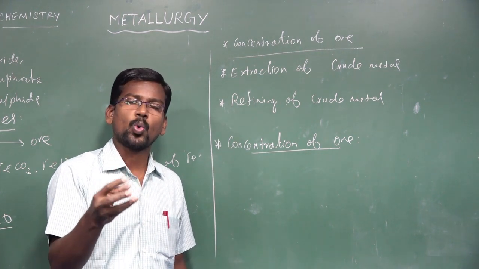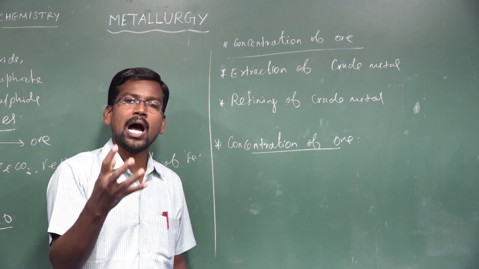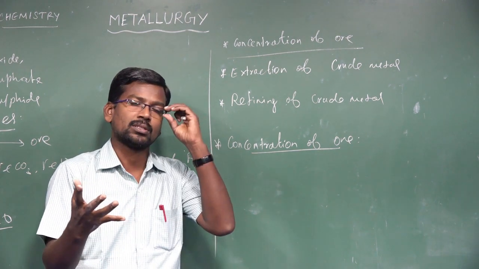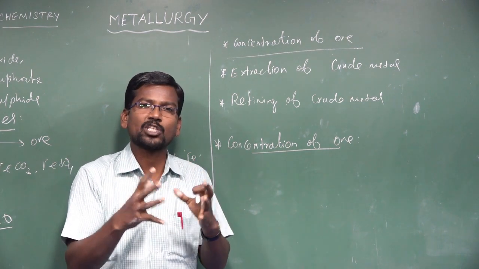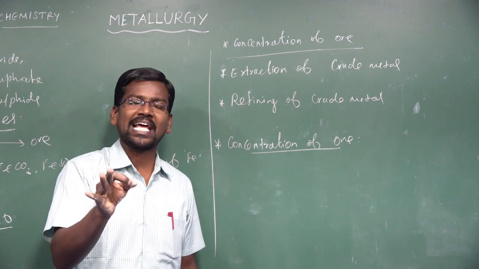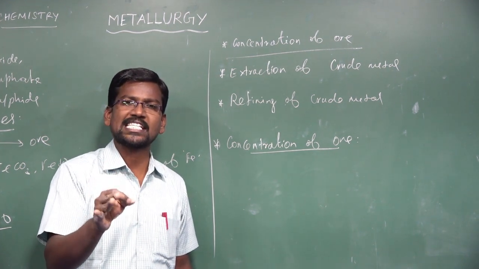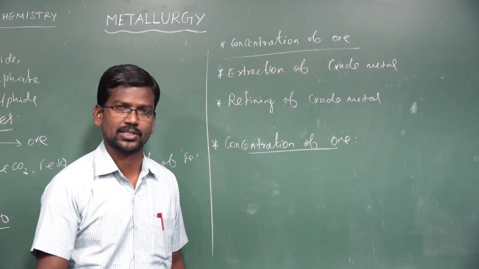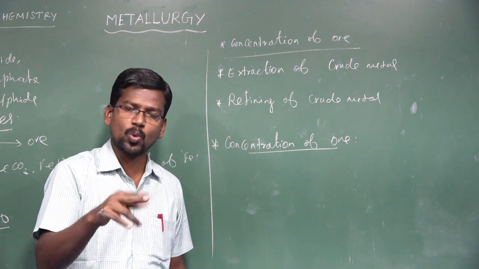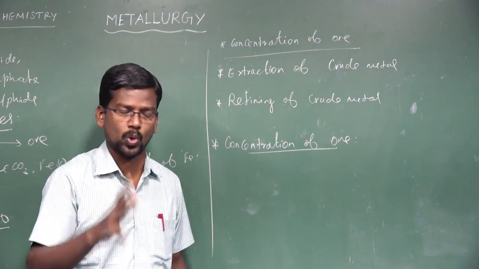So, the ore is associated with non-metallic impurities, rocky material and siliceous matter, known as gangue. The preliminary step of the metallurgical process is removal of impurities from the ore particles. The process in which impurities are removed from the ore particles is known as concentration of ore.